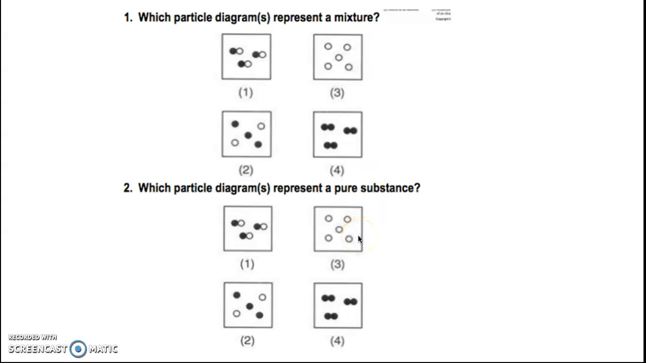Okay, question number 2 says, which particle diagram represents a pure substance? Now remember, pure substances are a definite composition. So either we're going from a 1-to-1, a 1-to-2, or a 2-to-3 ratio, and it's either an element or a compound. Now, I want you to tell me what is wrong with this answer number 2. I want to hear from you during the live session what you think was wrong with this question.